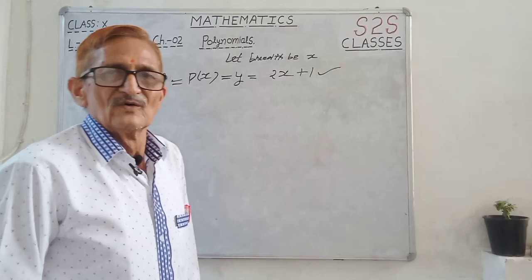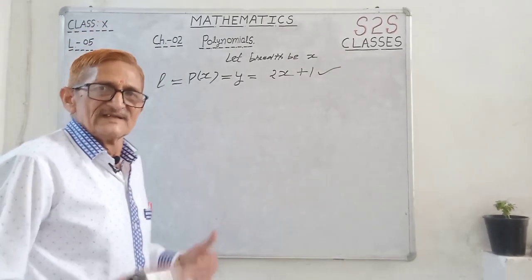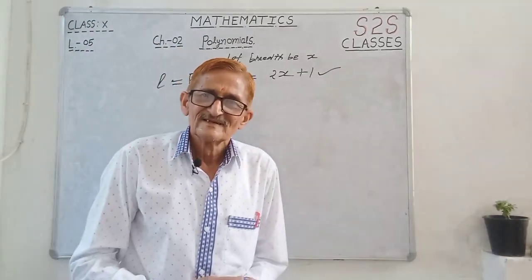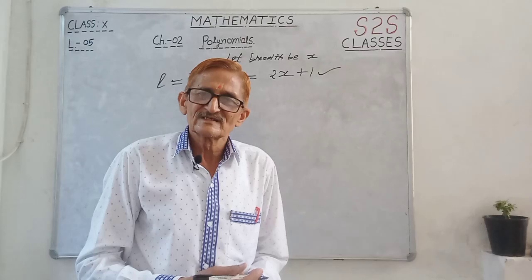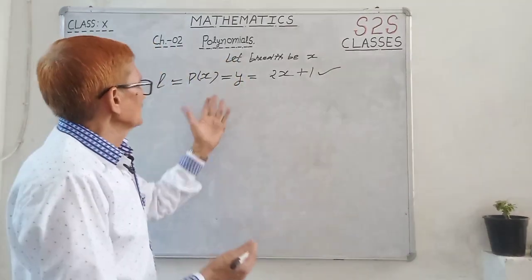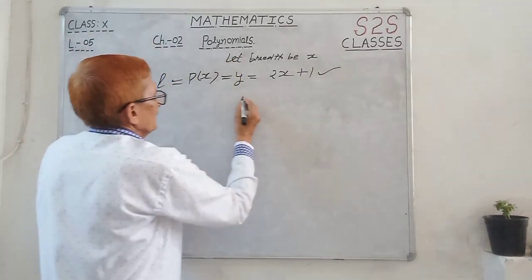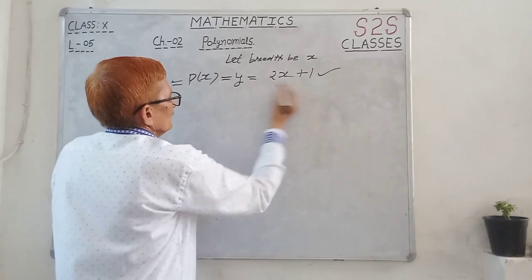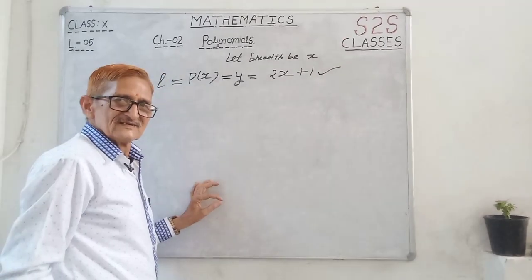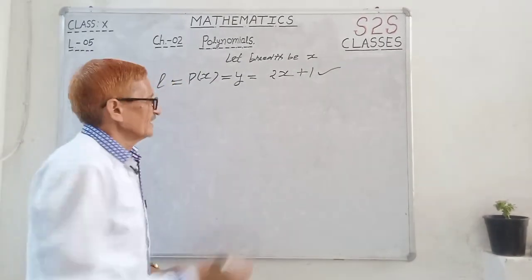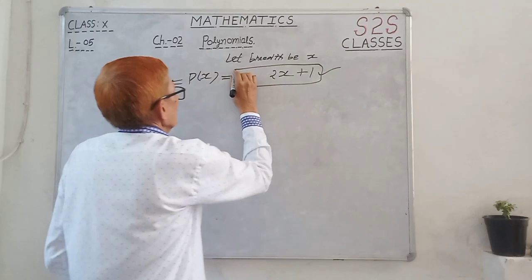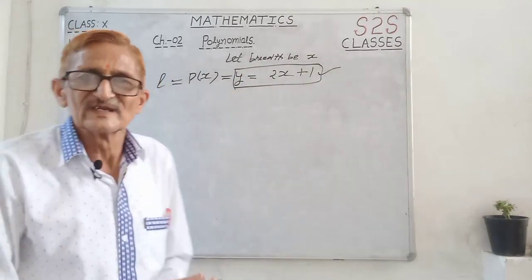Now, if any relation in x and y is mixed like this, so y is equal to this. Here, if we put x, we can find y. You can draw the graph also. So this is your linear polynomial. We can make it like this.